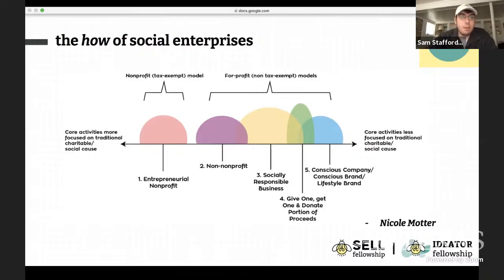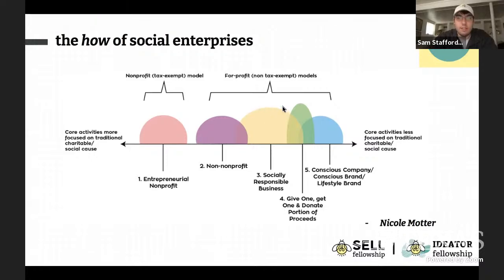Is anybody familiar with any of these models, or maybe wants to take a stab at telling what their favorite nonprofit is, or a non-nonprofit, or a socially responsible business? Does anybody have any idea of their favorite, or want to maybe shoot something in the chat? Okay, totally fine. We'll talk a little bit more about them right now.